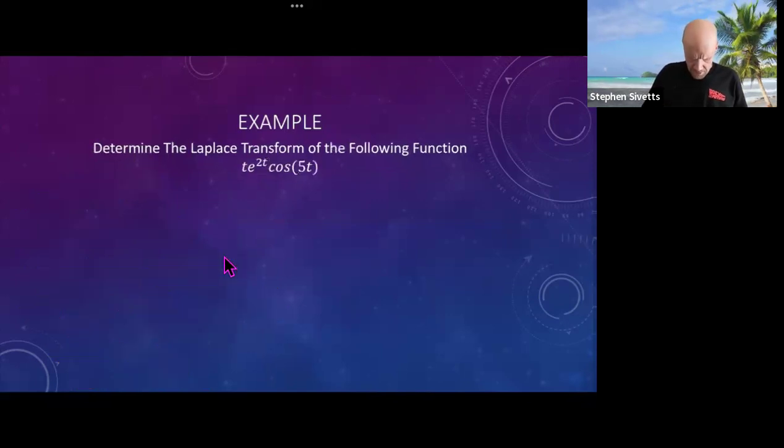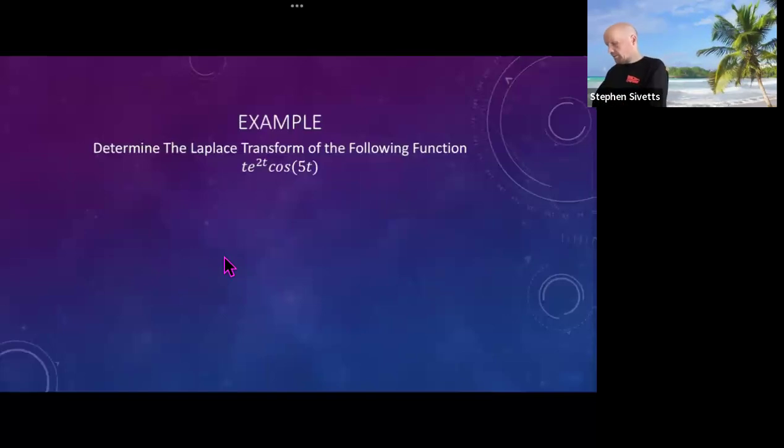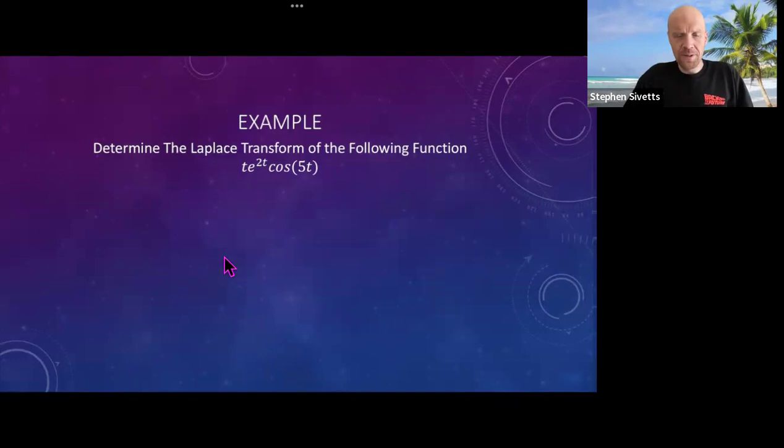Let's see. Here is another example. Try to compute the Laplace transform of t times e to the 2t times cosine of 5t. Try to figure it out by pausing the video and thinking about how to approach a solution. Because once again, I'm going to show you the solution right about now. Perfect.